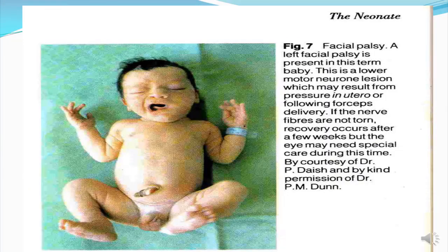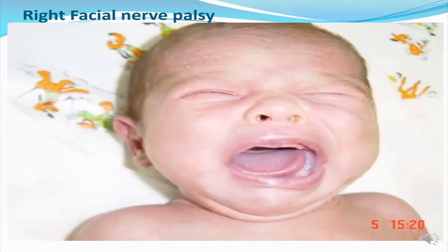This is facial nerve injury, and this is left facial palsy because the angle of the mouth is pulled toward the right, so the left side of the face is paralyzed. While this is right facial nerve palsy, where the angle of the mouth is pulled to the left side by the normal muscles on that side.